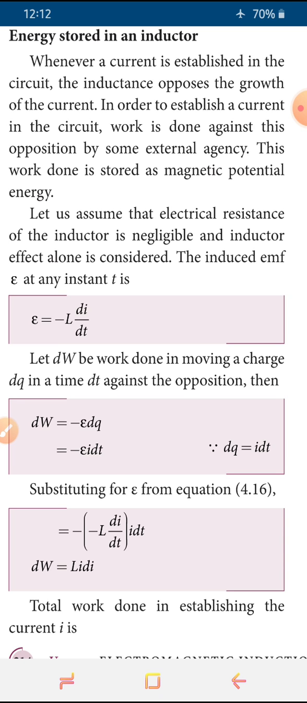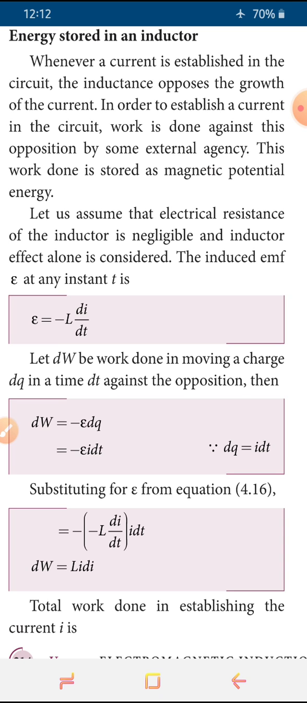We are always trying to maintain it at the same level. So to do this, we have to give some work done. The work done should be established against the opposition by some external agency, and this work done is stored as magnetic potential energy.